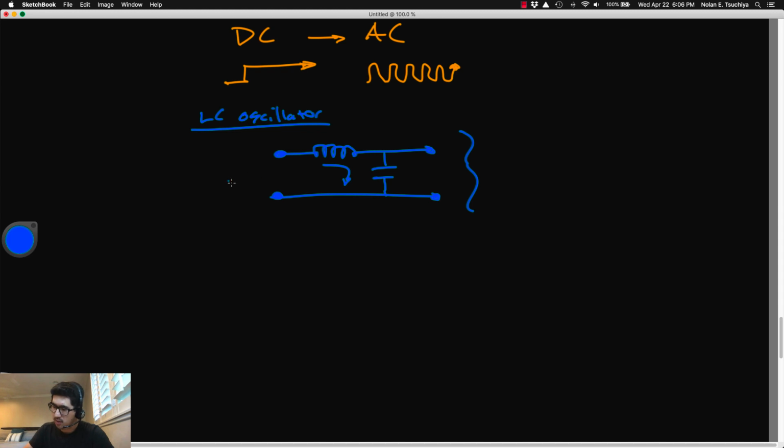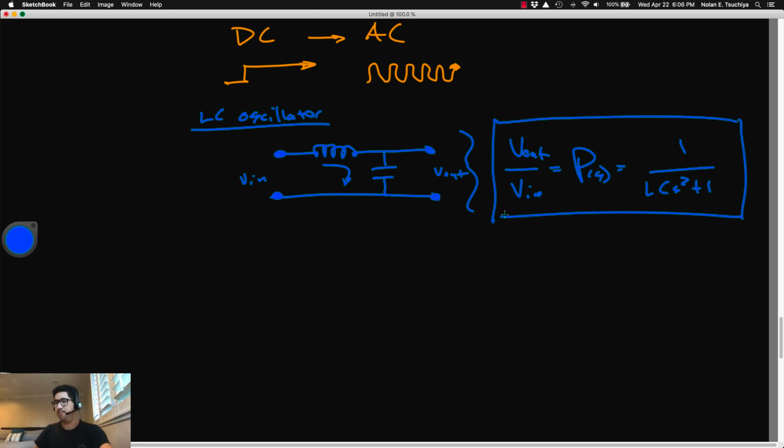This circuit here has a transfer function, which we'll call P of S, equal to 1 over LCS squared plus 1. Now this is your second order undamped transfer function. So it's basically a mass spring damper system with no damping, or it's a pendulum with no aerodynamic drag, or in this case it's an electronic circuit that produces harmonic outputs.